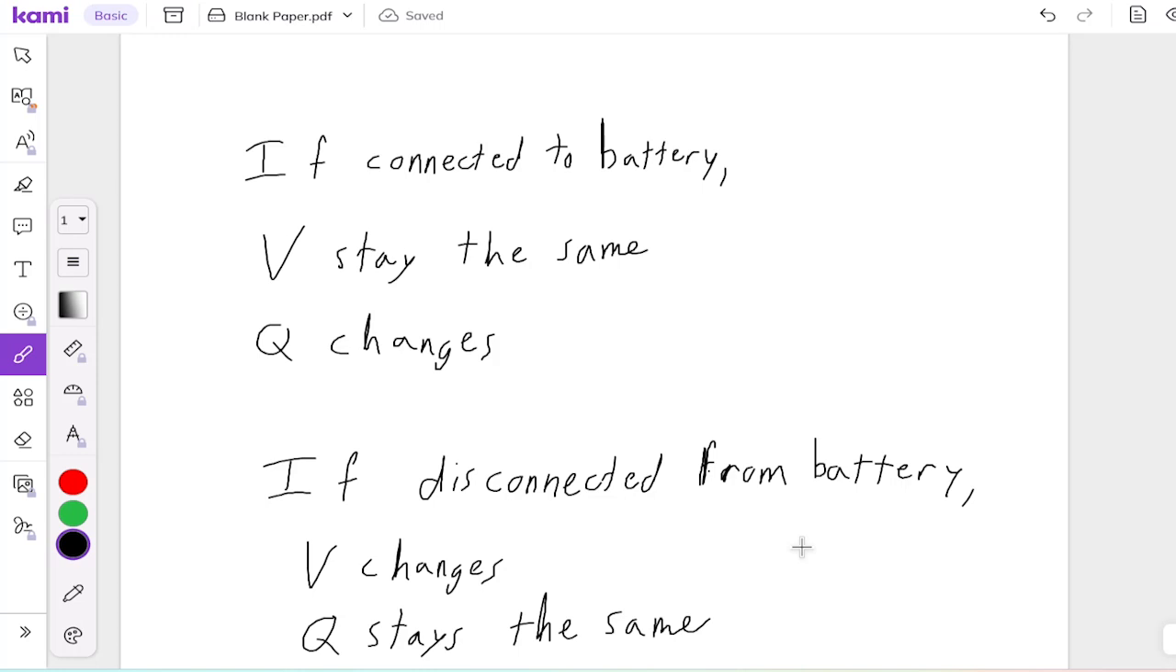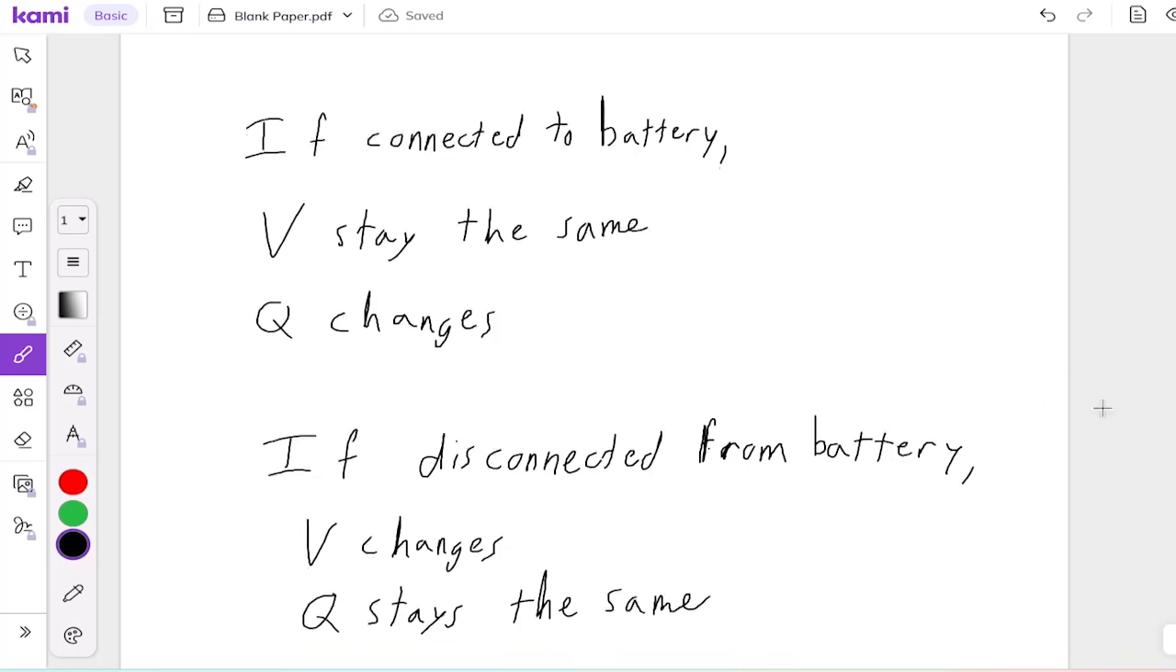So this is for capacitance? Yes, for capacitance. Specifically for problems that are like comparison problems, where you're changing something and then it asks you to calculate the new value.